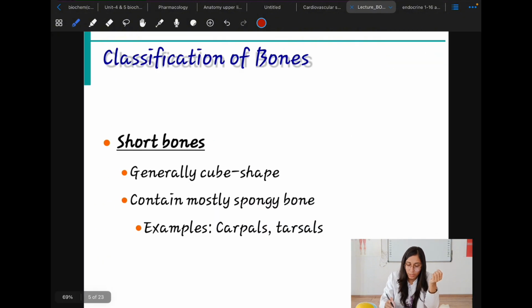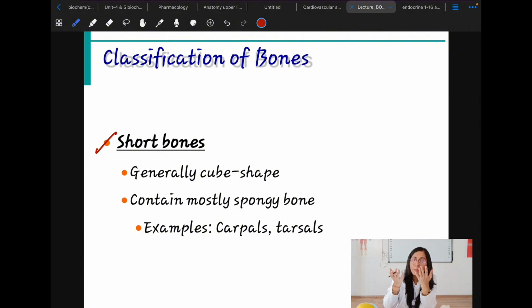Then let's talk about the short bones. The short bones are typically cube-shaped bones, and they contain mostly spongy bone. This is the carpals, the wrist bones, and this is an example of the short bones. These are the short cube-shaped bones.